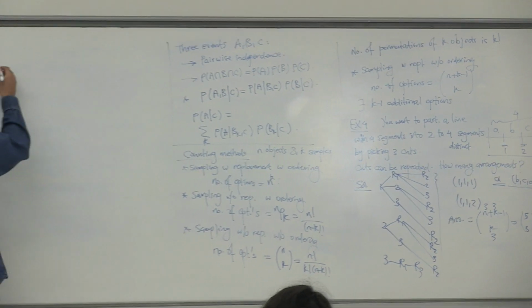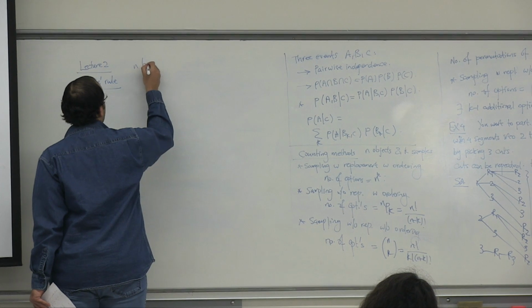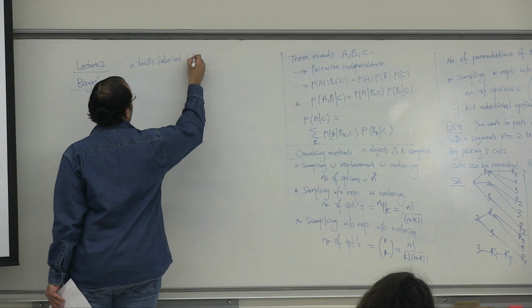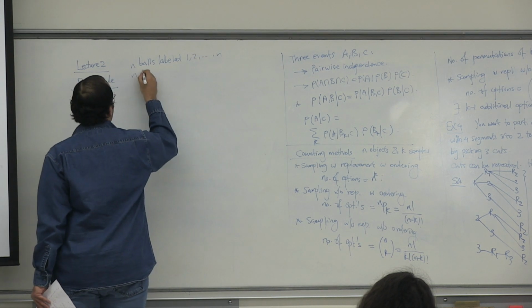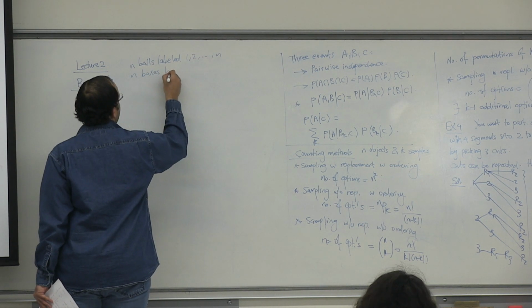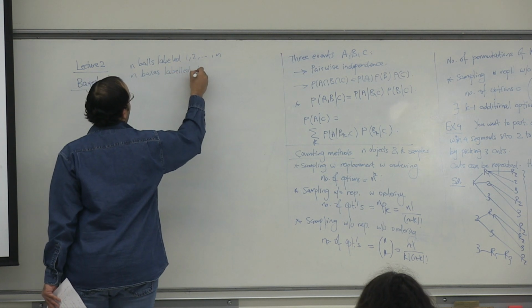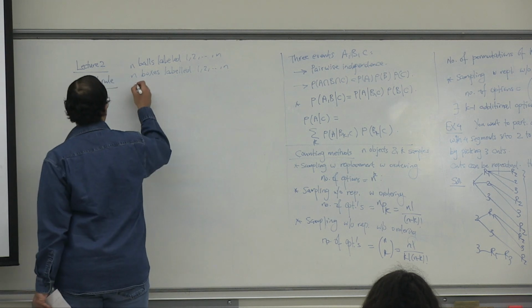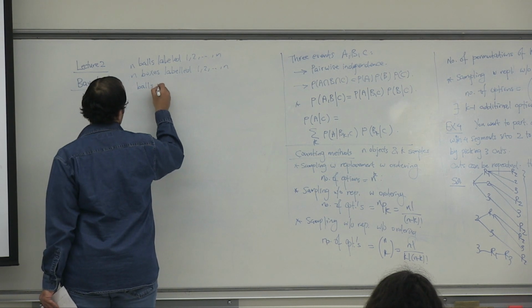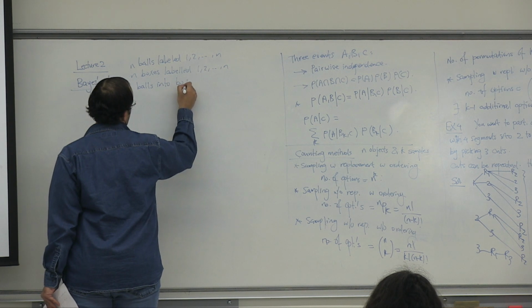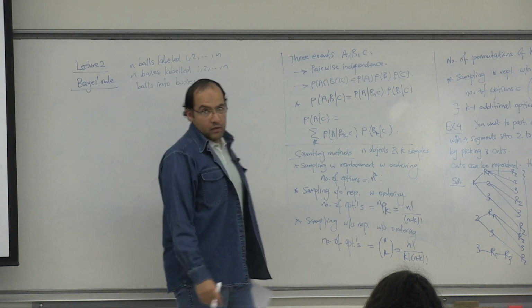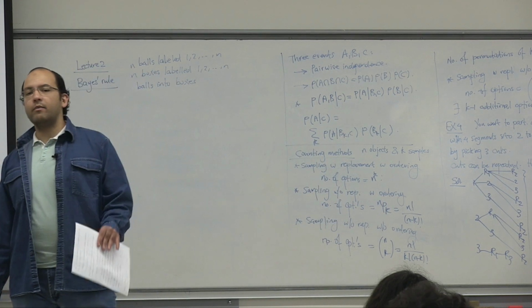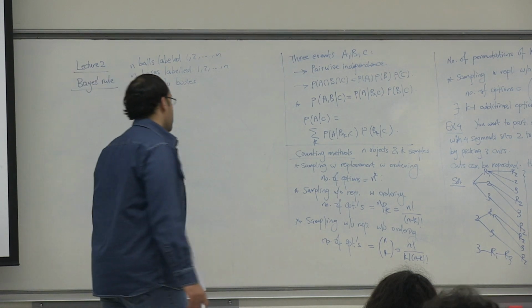So you have n balls labeled 1 to n, and n boxes labeled 1 to n. You are putting balls into boxes randomly, with the feature that every single ball has an equal probability to go into any of the boxes. All right?